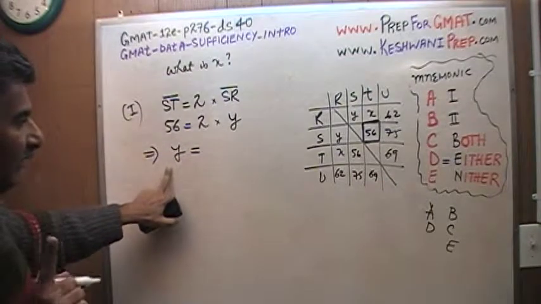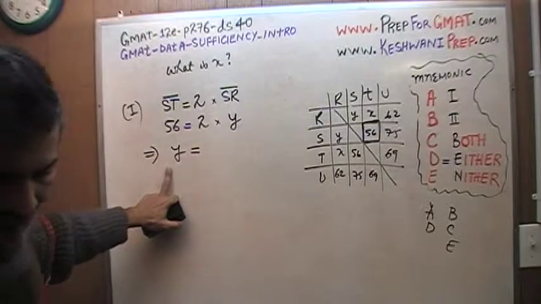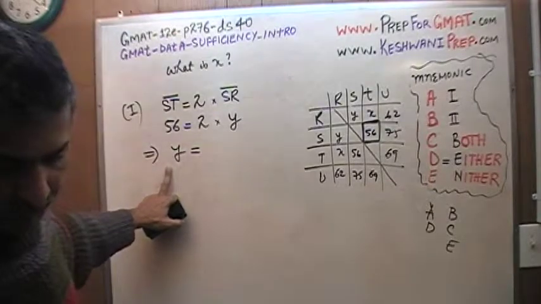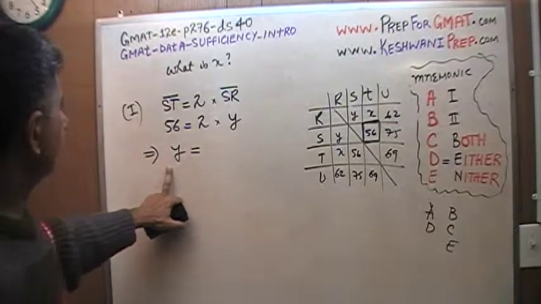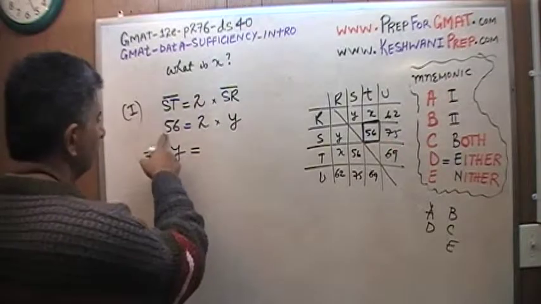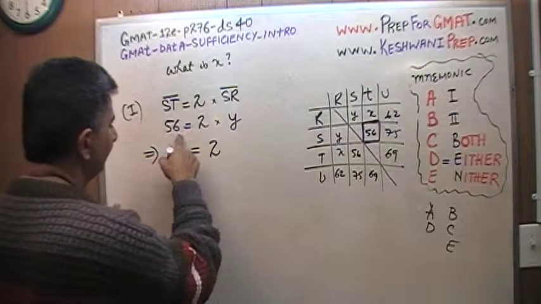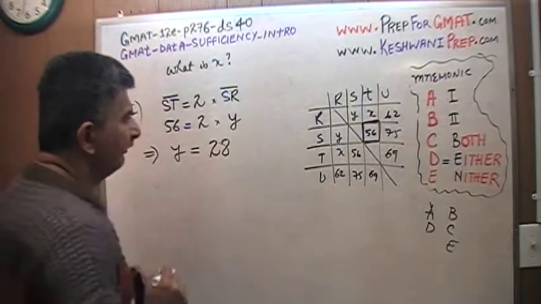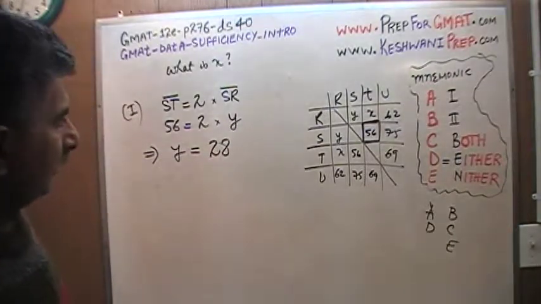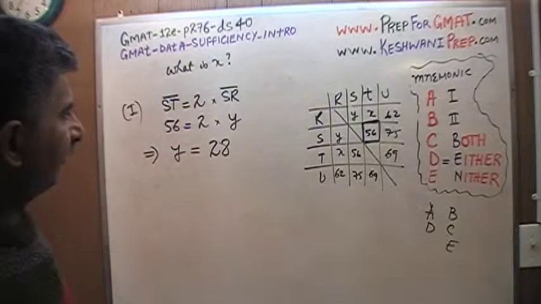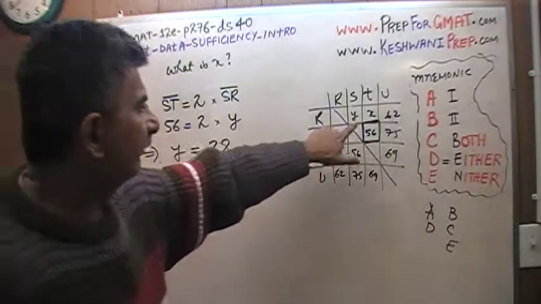I don't know if that's going to help us getting the value of X or not. That's a different story, but we can most certainly figure out the value of Y. The Y would be half of that. 56 divided by 2 is 28. So Y is 28. Does that help us in any way figuring out the value of X?